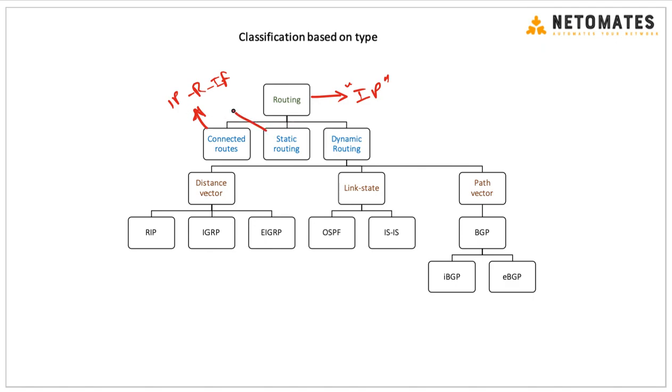And the next type of route we can configure on a router is a static route. A static route is where the administrator manually configures the IP route command with the destination network and where it should send the next hop.